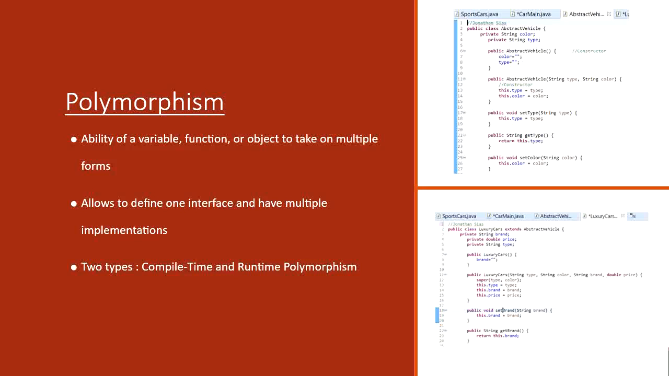Polymorphism is the concept of one entity providing multiple implementations. It is the ability of a variable, function, or object to take multiple forms. This is very useful when we define one interface, as it can contain multiple implementations. The two types of polymorphism are compile time and runtime. In my code, I have the class abstract vehicle, which has different objects that include type and color.